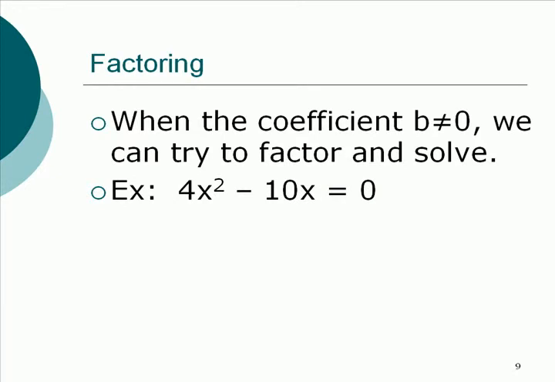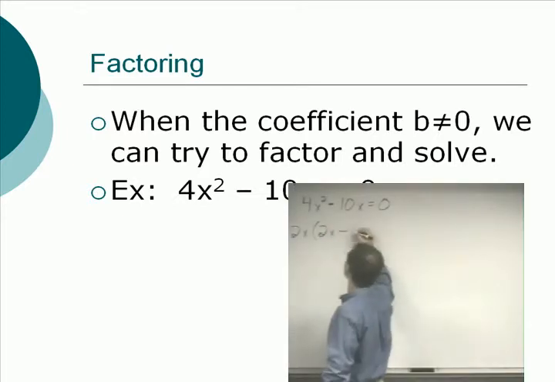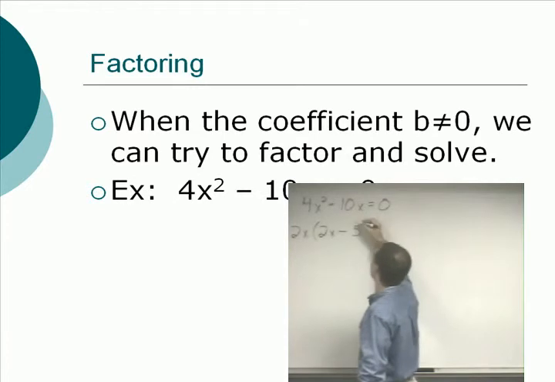So, if we do have a b term, that is to say b is not equal to 0, we can try to factor it and solve it. So let's do that with this example. We have 4x squared minus 10x equals 0. Factorable? Absolutely. We can factor out 2x times 2x minus 5.